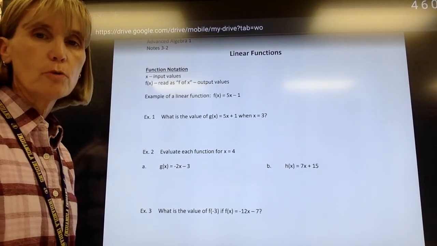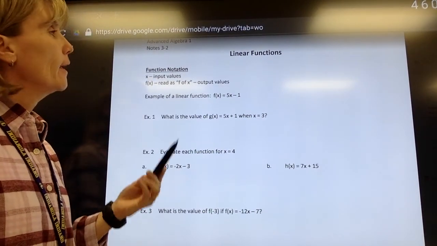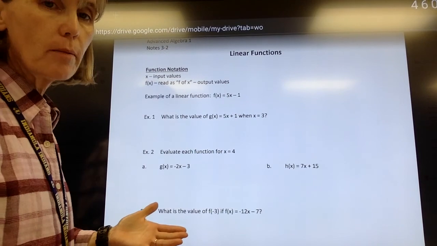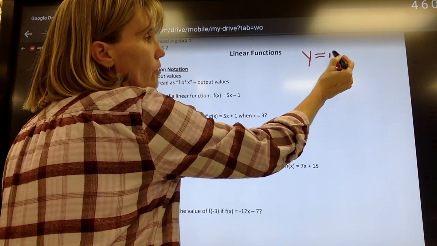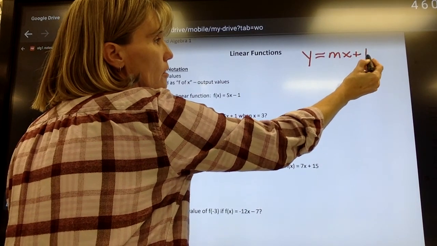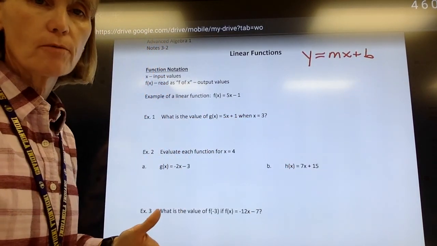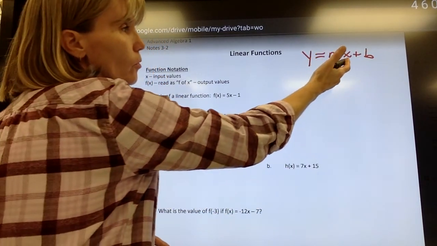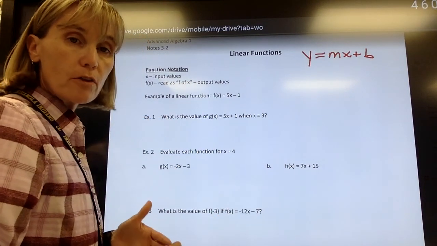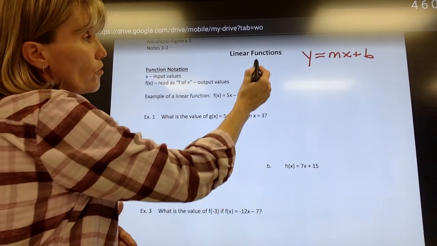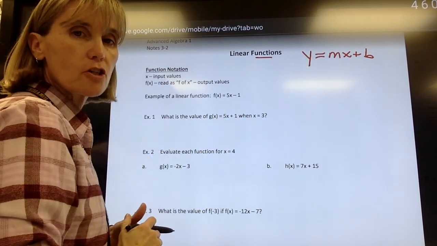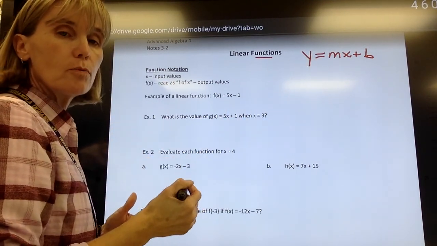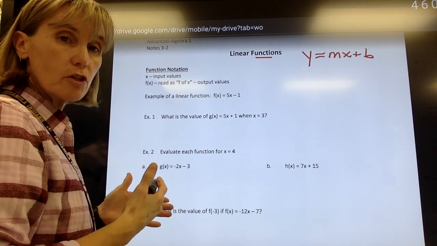Here's section 3.2. It's called linear functions. And all we're going to do is, you can recall back in chapter 2, we worked with y equals mx plus b. That was slope-intercept form. And we had an x variable and we had a y variable. The only thing that we're going to change today with functions is, instead of writing it in what we would consider a standard notation, we are going to put it in what's called function notation.